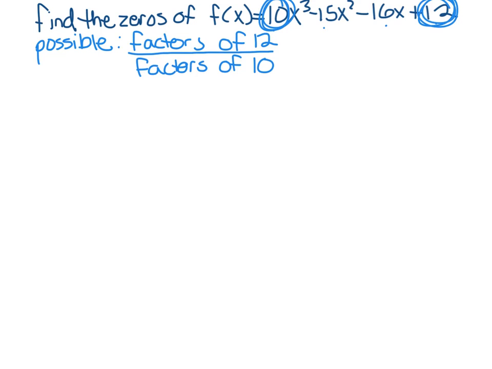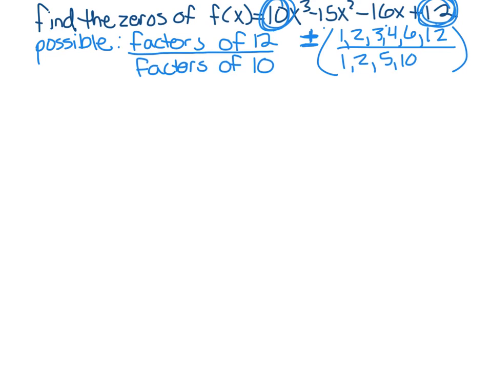Okay, so the factors of 12, we've got plus or minus. I'm just going to put a big plus or minus in front of my whole thing. We got 1, 2, 3 goes into 12, 4 goes into 12, 6 goes into 12, and 12 goes into 12. 1, 2, 3, 4, 6, 12. We're dividing each of those numbers by 1, by 2, by 5, and by 10. So if we're going to write out our possible zeros, we have to take 1 and divide it by each of these numbers, then 2 divided by each of these, then 3 and 4 and 6 and 12.